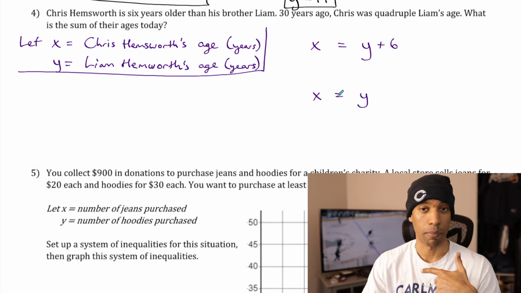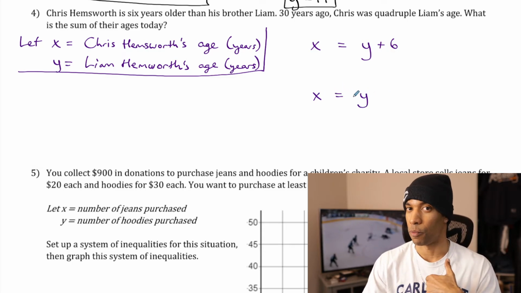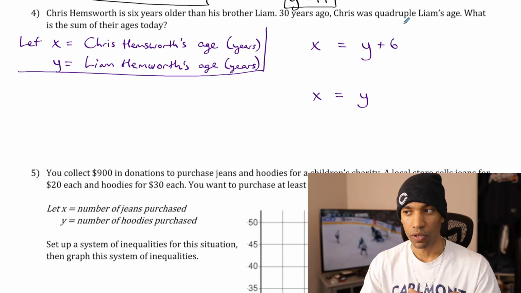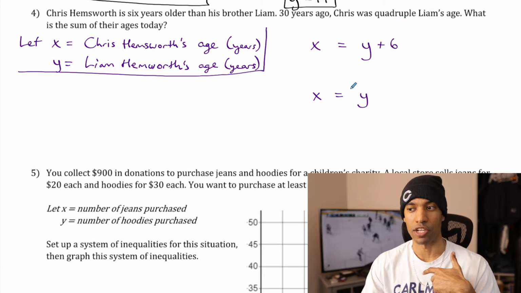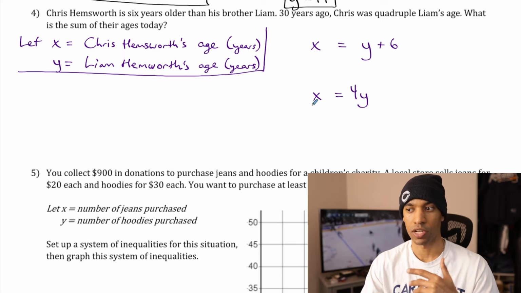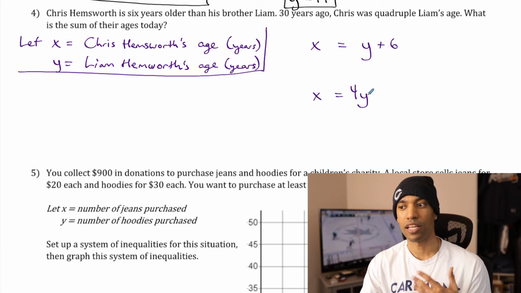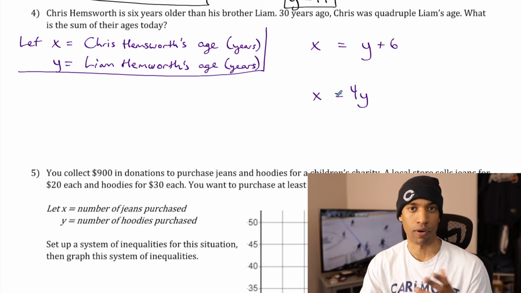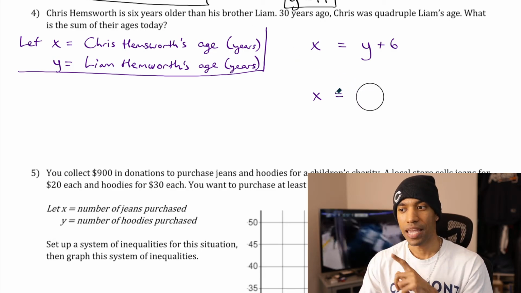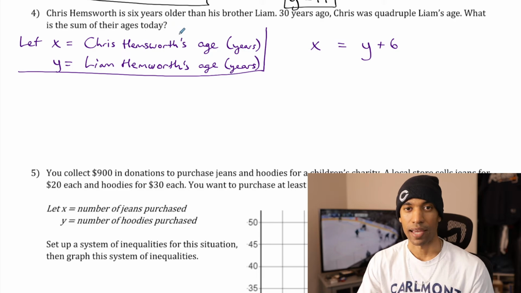We can do the same thing. We're comparing again. Does x equal y? No. But Chris was quadruple Liam's age, meaning if you take Liam's age and multiply it by 4, you would get Chris's age. So this is kind of what we're going to do. We're going to say, take Chris's age 30 years ago, take Liam's age 30 years ago, and multiply it by 4, and you'll match them. The thing is, Chris's age 30 years ago wasn't x.